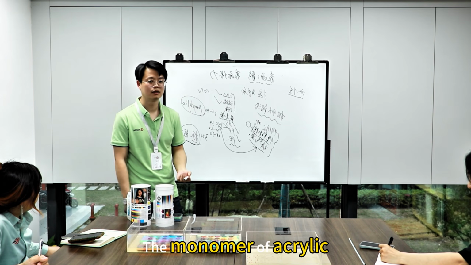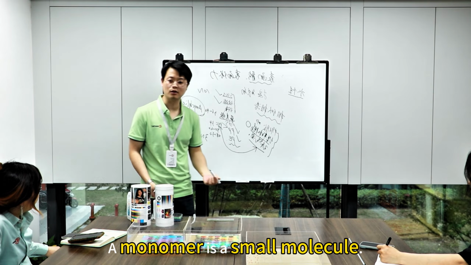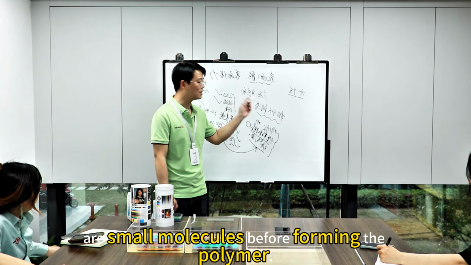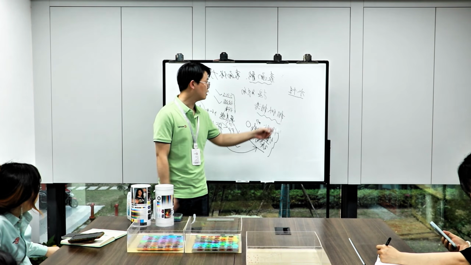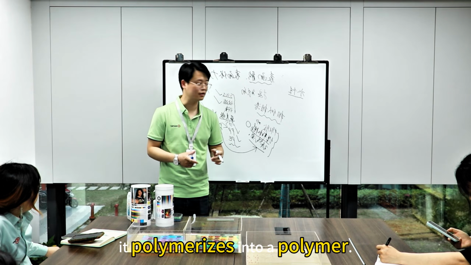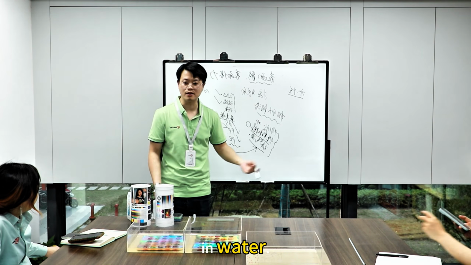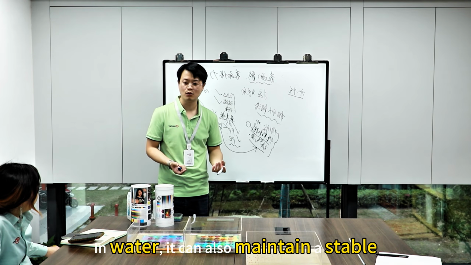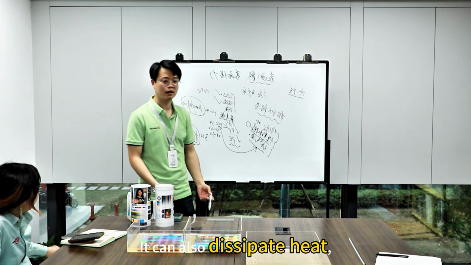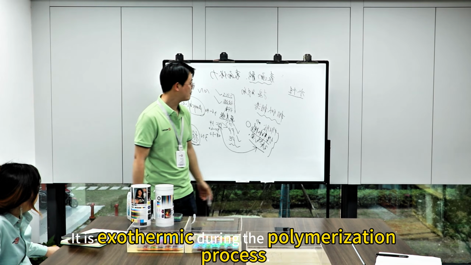The monomer of acrylic. What is a monomer? A monomer is a small molecule, the small molecules before forming the polymer. Under certain initiators or heating conditions, it polymerizes into a polymer. Its main body needs to be in water. In water, it can maintain a stable and controlled state. It can also dissipate heat, because the polymerization process is exothermic.